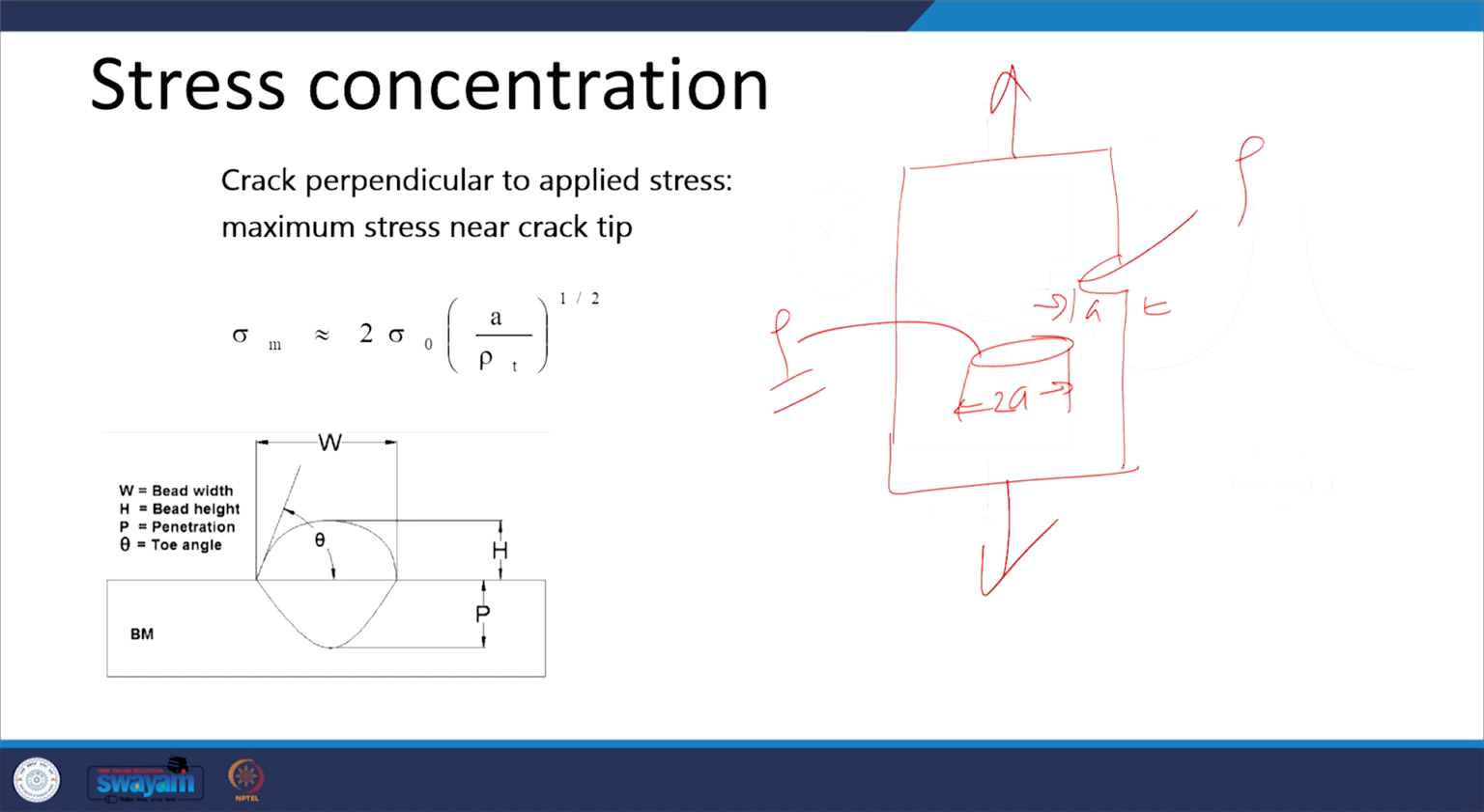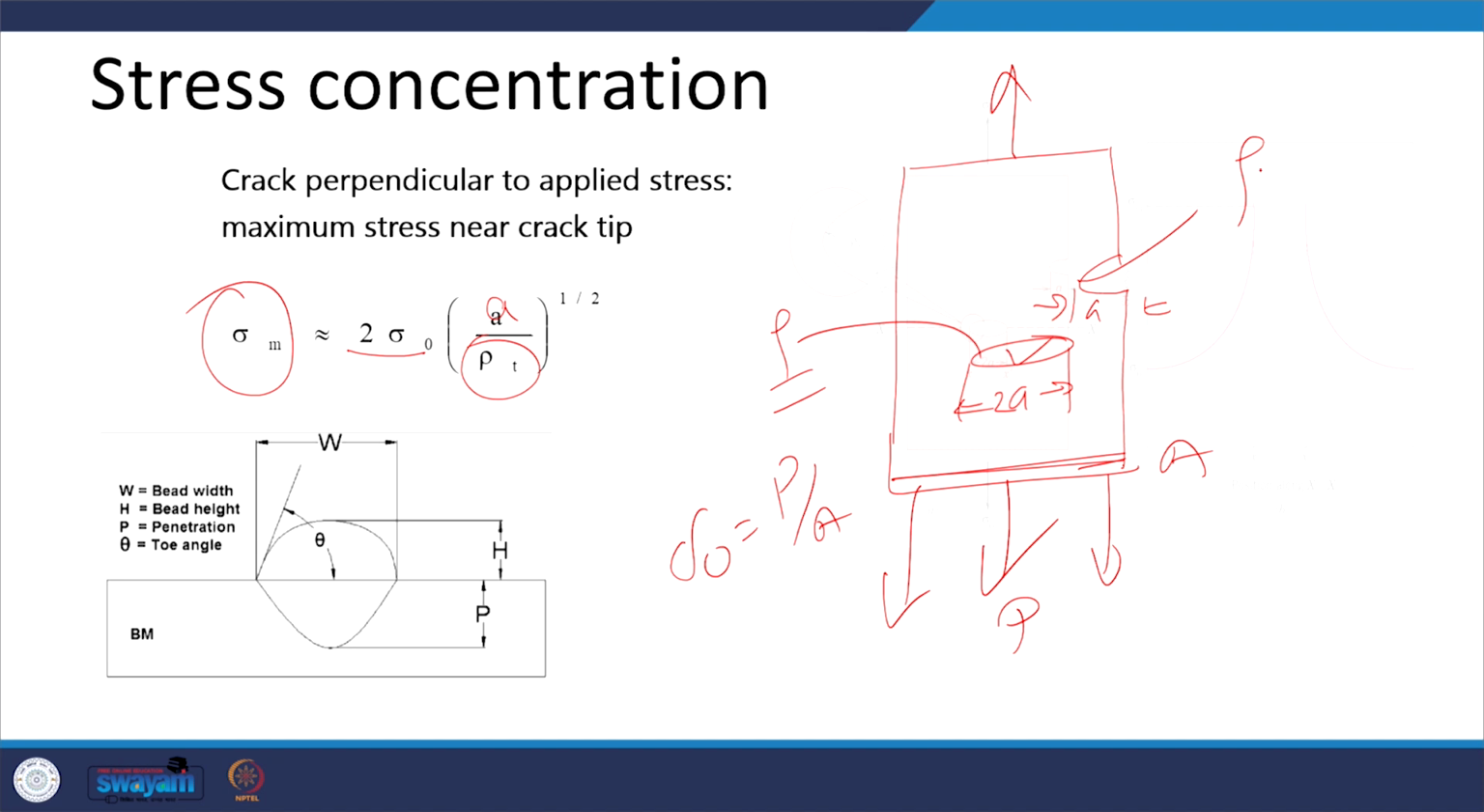Like say due to the externally applied load P for a given cross sectional area A, the nominal stress sigma naught is P by A. But when there is a defect, then how does it affect the stress concentration and maximum stresses? So, the maximum stress will be about equal to twice sigma naught multiplied by the square root of A over rho t, where A is the defect size for the surface defect, and twice A for the internal defect, and rho t is the crack tip radius.